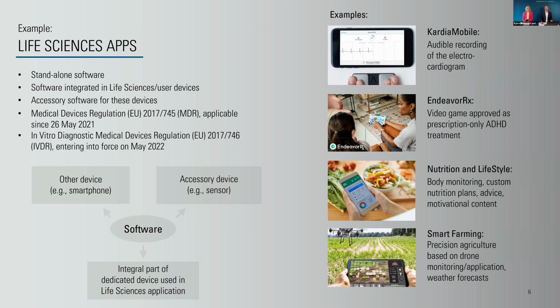And yeah, just as one example, we have chosen here the Cardia mobile app, which is an audible recording of the electrocardiogram. And this utilizes the smartphone. So we are somehow situated between the accessory device, which might be the device performing the actual recording, and the other device, which is the smartphone, and the software may be on part of the accessory device. It may also even be on part of the smartphone or both. And yeah, just to give you a short overview of how the different fields might be interconnected to each other.